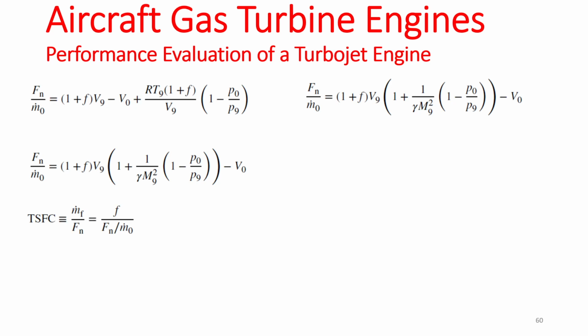And TSFC is defined as ṁf over Fn. We can divide everything by ṁ0, which is going to be f divided by Fn over ṁ0. So your TSFC is essentially equal to your fuel to air ratio divided by the specific thrust. And if you recall from the previous slides, we know that the overall efficiency is somehow related to 1 over TSFC.